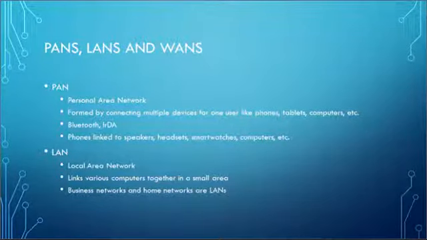PANs, LANs, and WANs. So PAN is a personal area network formed by connecting a lot of different devices together for the use of one person. Good examples of this are Bluetooth and infrared. Infrared technology can be used to control things like televisions and stereos, as though things like a telephone are a remote. Some telephones even have IR transmitters on them.